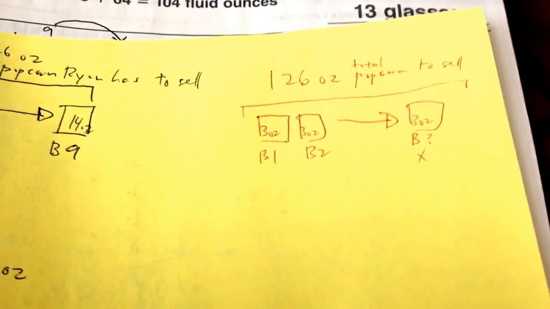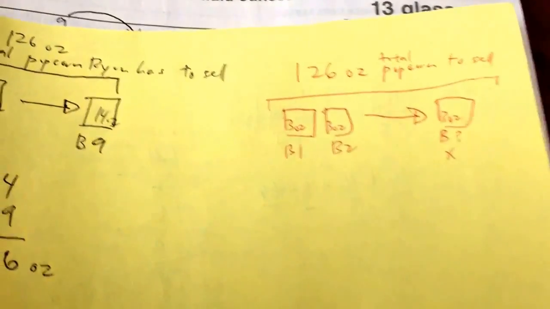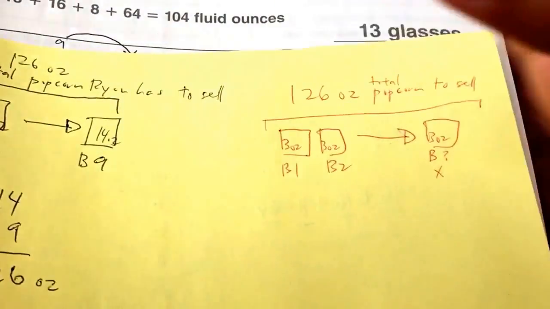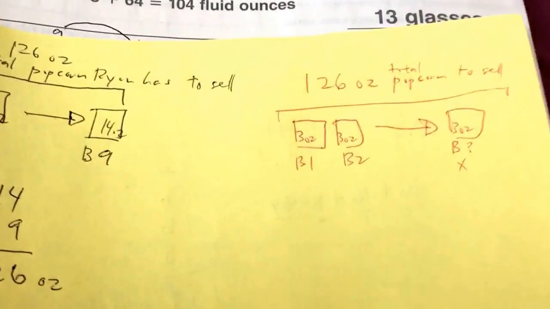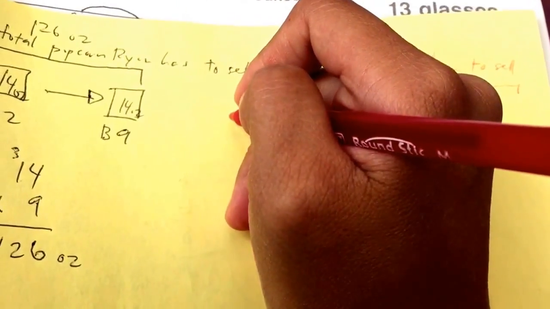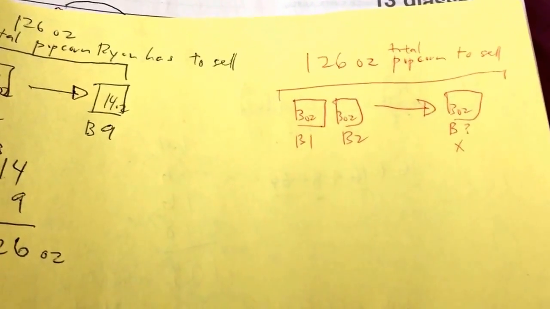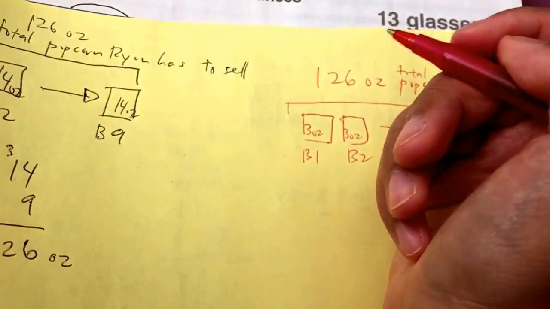So you have a total popcorn to sell, which is 126. And that's your huge container. And what you're doing is you're going to scoop 3 ounces out. You're going to scoop 3 ounces out again. If you're scooping and taking away each time, you're getting smaller. So you could either subtract or divide.